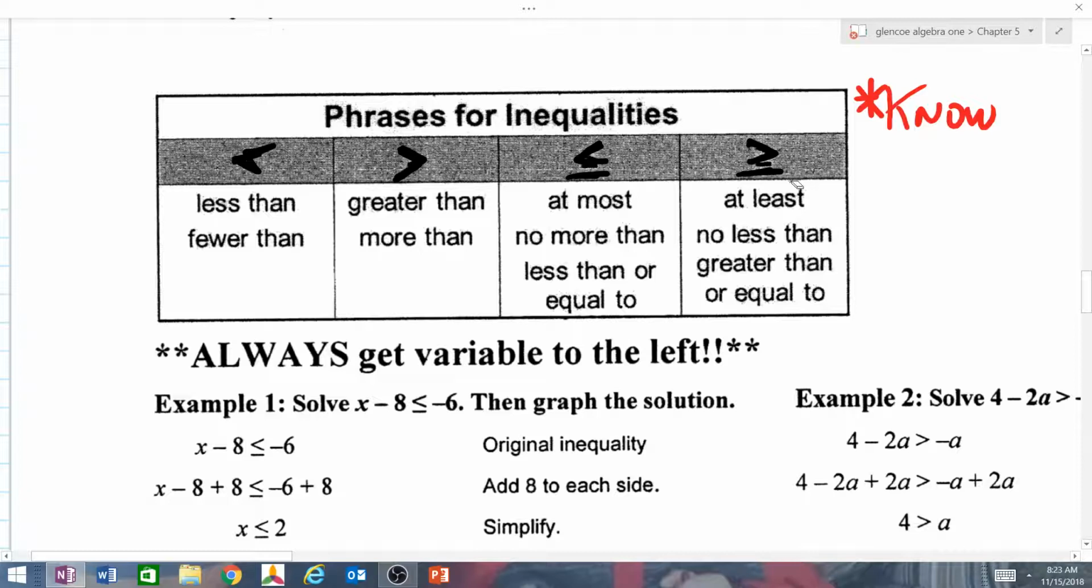And the last one is greater than or equal to, and that is at least.